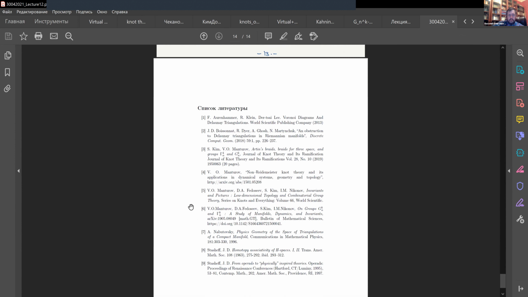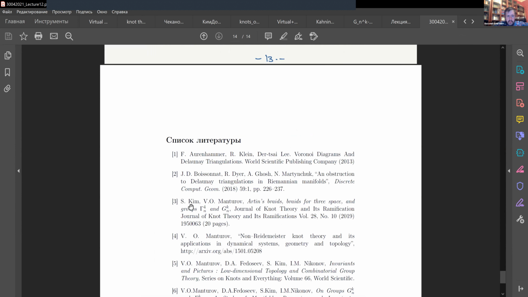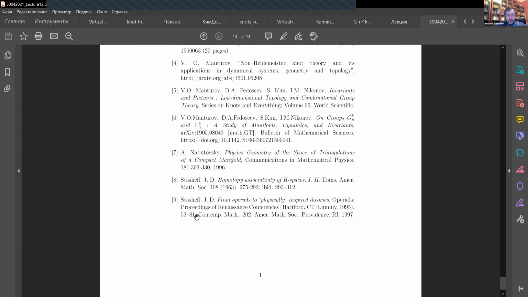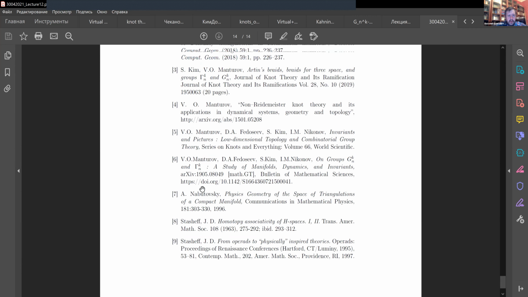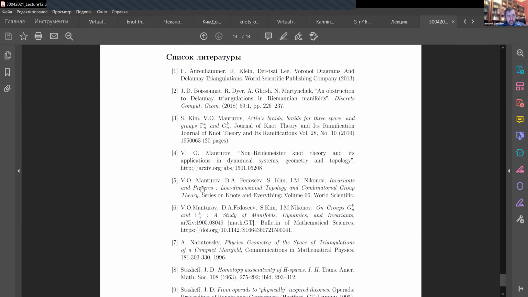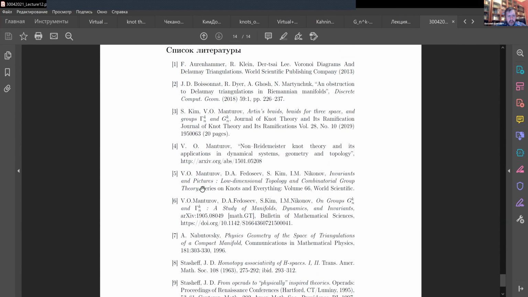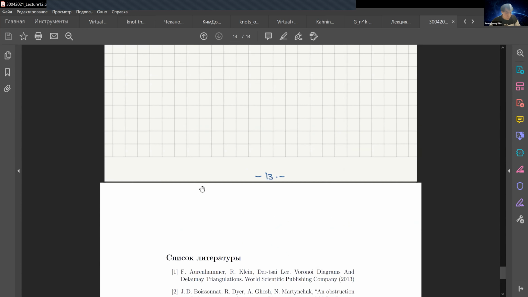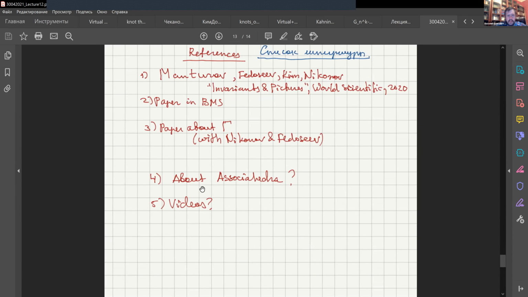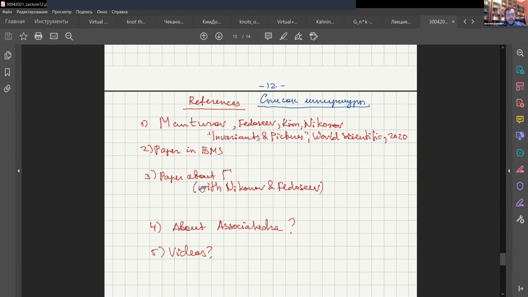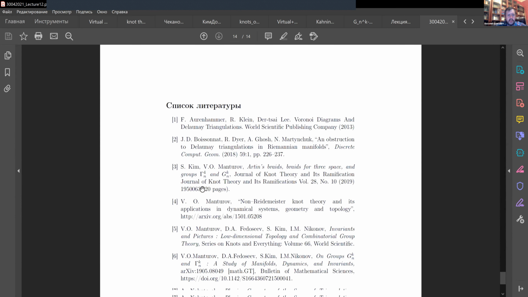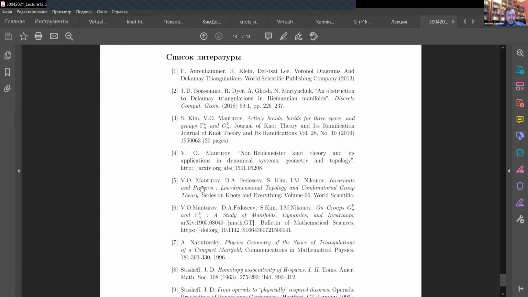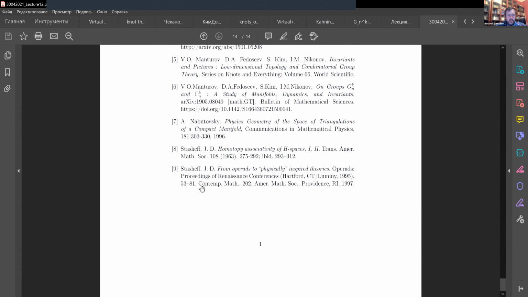And now I want to say something about the list of references. Actually, the main reference is this one, a paper with Fedoseev and Nikonov. So there is a reference to Fedoseev and Nikonov, and this is an arXiv reference. I think Son John can show it. This is about the groups gamma.